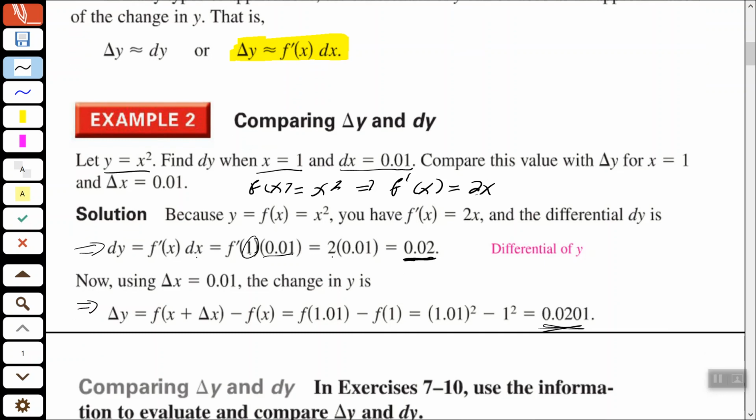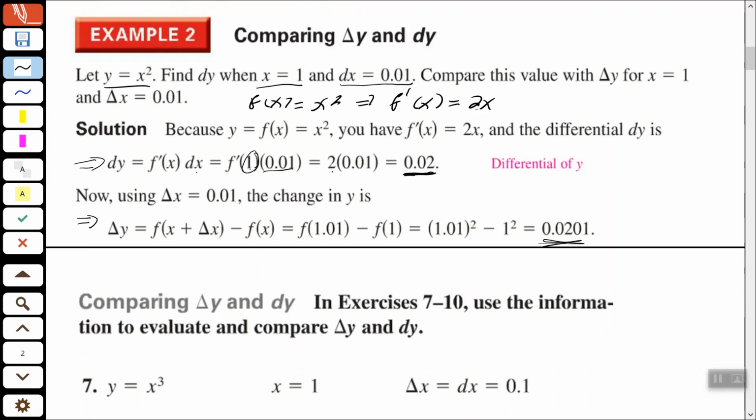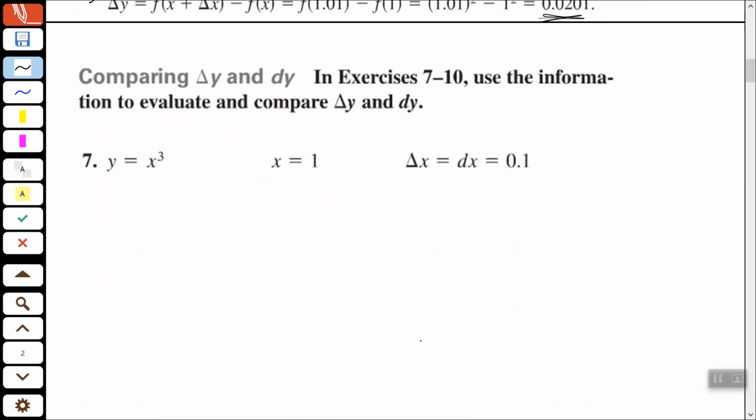Okay, so that's showing we can use the differential of y as an approximation, and a lot of times it's easier to find the differential of y versus the actual change in y.